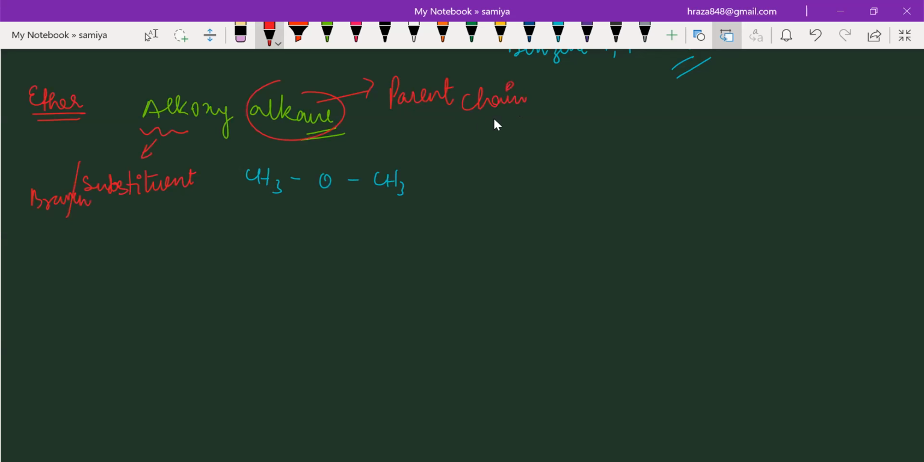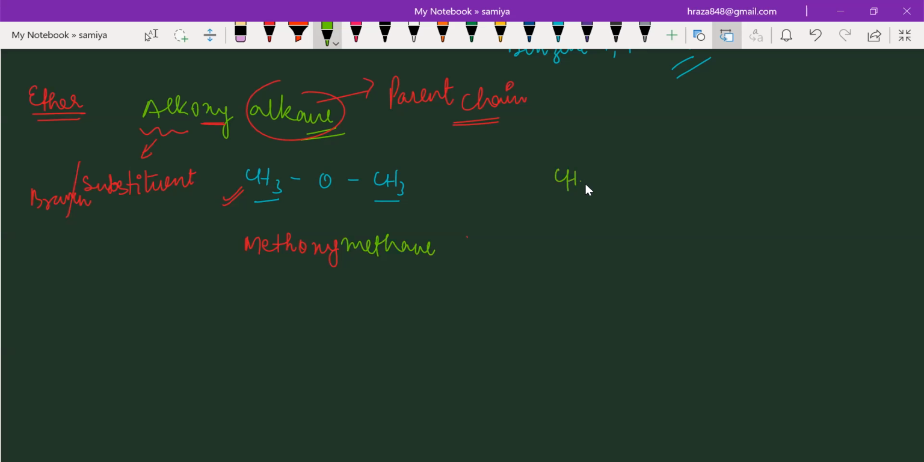And the same rule: the one which has more carbons is the parent chain, and the one which has fewer carbons is the substituent. So you can see both have the same number of carbons, so you can treat either one. So just take this as the substituent. How many carbons? One, so it will be meth, and oxy from the suffix, so it will be methoxy. And now this is the parent chain. How many carbons? One, meth, and singly bonded, so it will be methoxymethane. Is that clear to everyone?